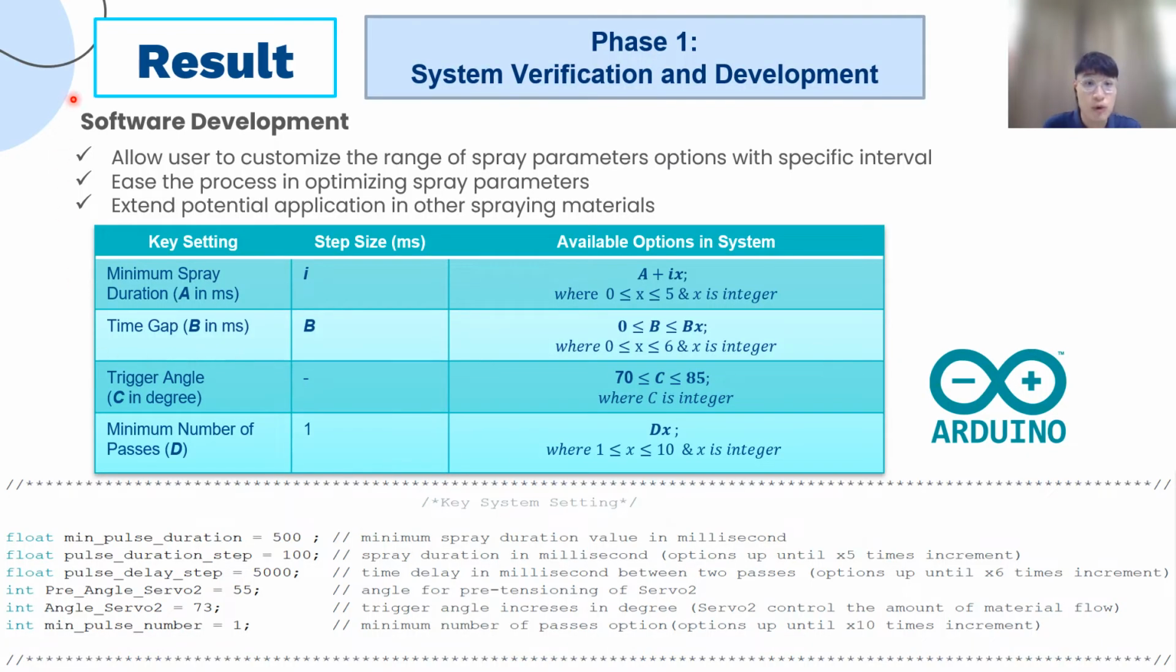In terms of the programming script development, it allows users to customize the range of the spray duration, time gap, and number of passes options in different modes through the key system setting panels at the top of the Arduino script, without accessing a single line of the whole script.